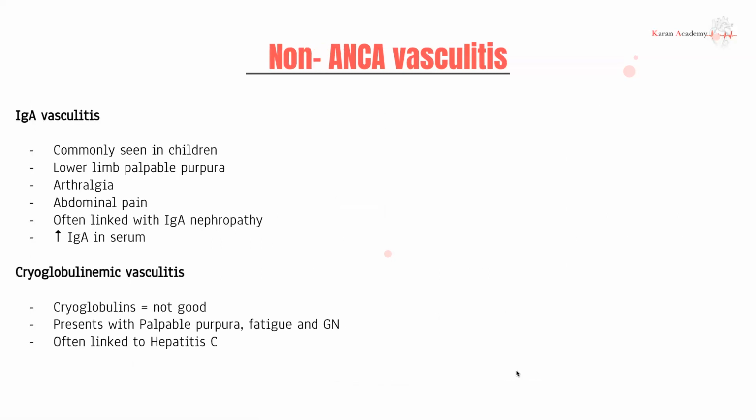Anyway, speaking of non-ANCA vasculitis, we have IgA and we have cryoglobulinemic vasculitis. So IgA vasculitis, you'll be covering this extensively next year in peds, is commonly seen in kids, associated with palpable purpura of the lower limbs, again with those common features like arthralgia, and also associated with abdominal pain. You will have increased levels of IgA in the serum. That's why it's called IgA vasculitis. And often you can also have IgA nephropathy, which is one of the leading types of nephritic syndromes.